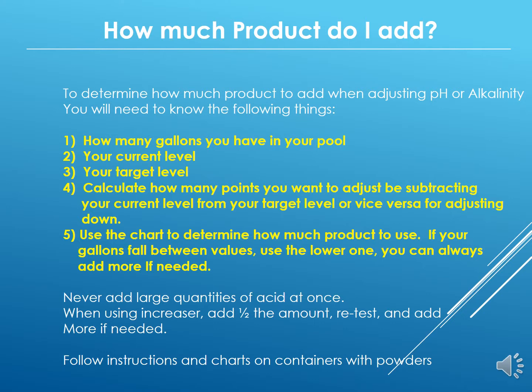Now, never add large quantities of acid at once. We only recommend between 1 and 1.5 gallons per day, depending on how many gallons you have in the pool. And when using increasers, add only half the desired amount, retest, and then add more if you need it. They tend to spike pretty quickly. On your powdered increasers and decreasers, just follow the instructions on the charts on the back of the containers.